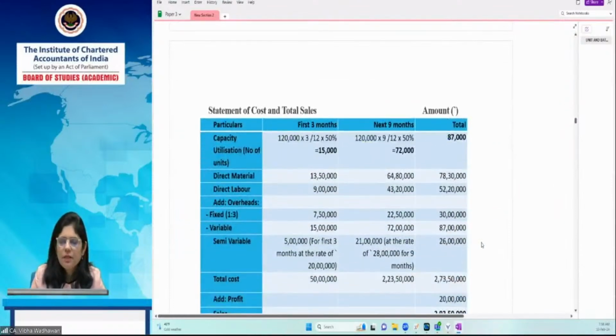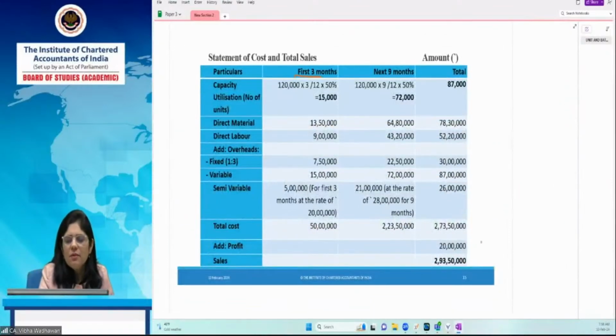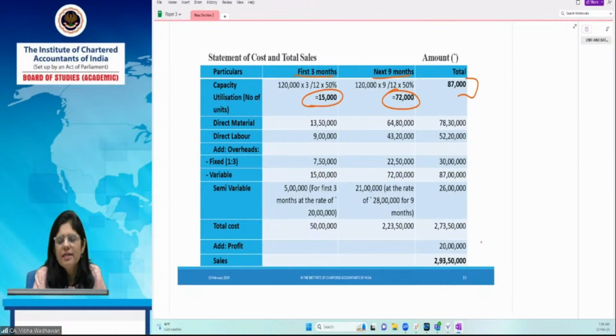I hope the solution should be there. Clear? So first 3 months, the next 9 months, and the total. The capacity is 15,000 and 72,000. Total is 87,000 units. So the total units are 87,000. So direct material, direct labor, overheads, overhead just 1:3. Clear? For 3 months and for 9 months.